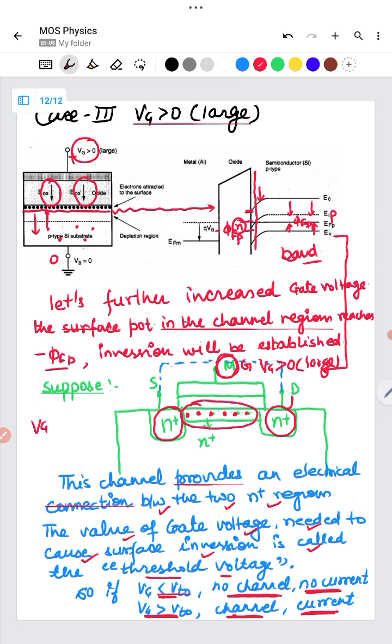Whenever Vg is less than 0 or less than the threshold voltage, the MOSFET is in the off condition, and whenever Vg is greater than Vt naught, meaning there is an inversion condition near the SiO2 interface, there are electrical connections between source and drain, and the MOSFET is called to be in the on condition.